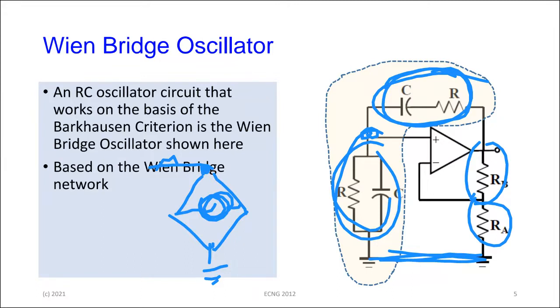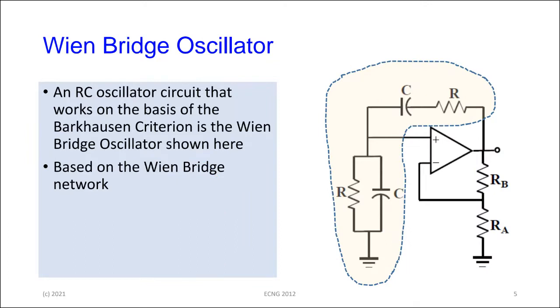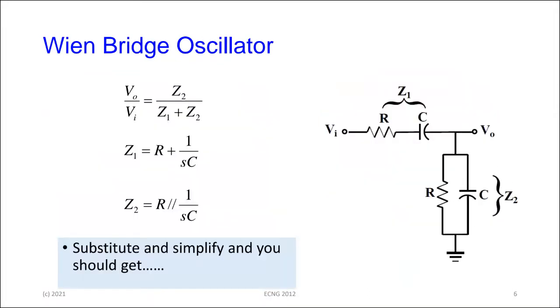All right, let me just clear that a little bit. So it's based on the Wien-bridge network. Forget the op amp and the two resistors for the time being, and let's look at that little shaded network. The Wien-bridge basically has two parts: a series RC part and a parallel RC part. The input goes into the series side, and the output is at the junction between Z1, a series impedance, and Z2, a parallel impedance.